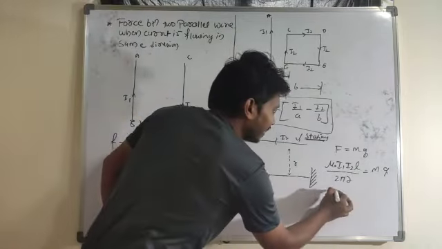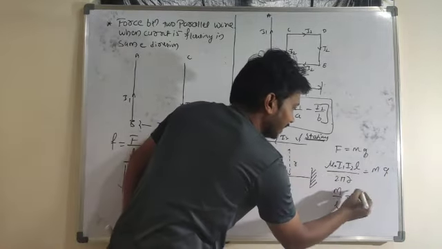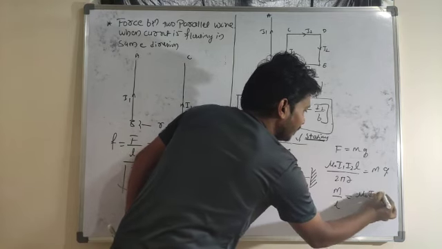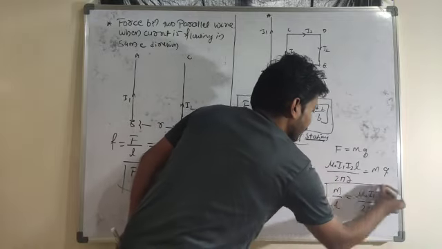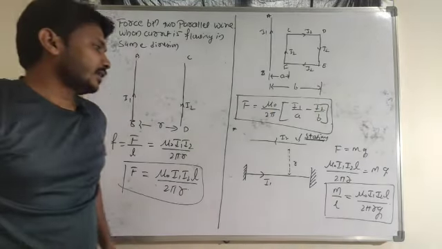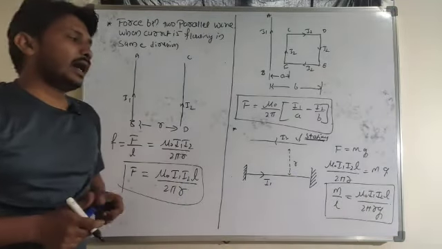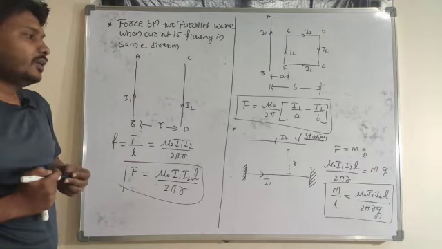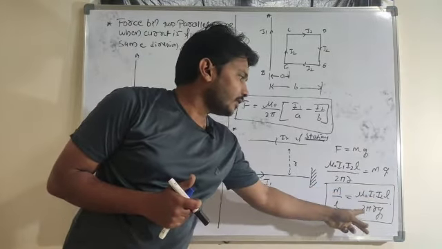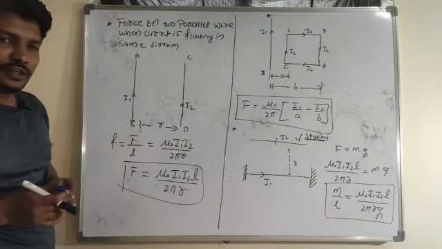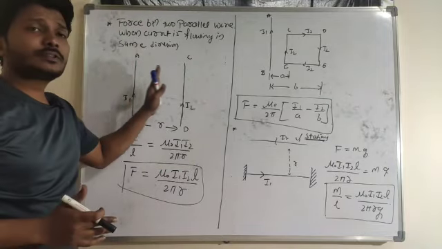Mass per unit length I will consider. So what should be the mass of that wire? M by L is equal to mu naught I1 I2 divided by 2 pi R into G. So mass per unit length is mu naught I1 I2 divided by 2 pi R into G. So I got the equation for the force between the two wires.